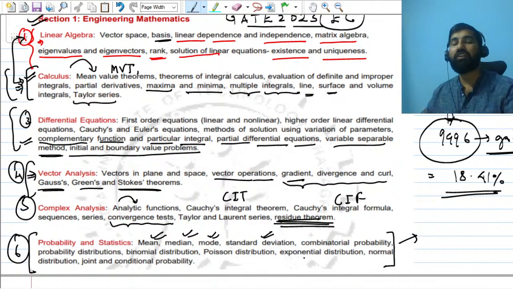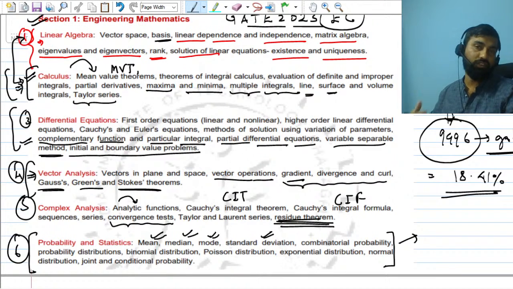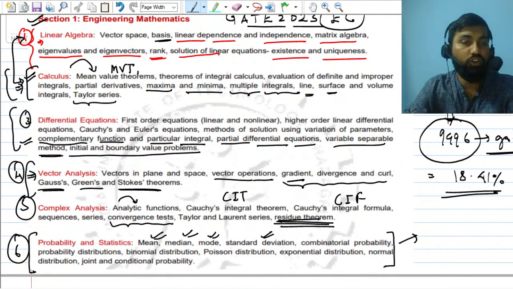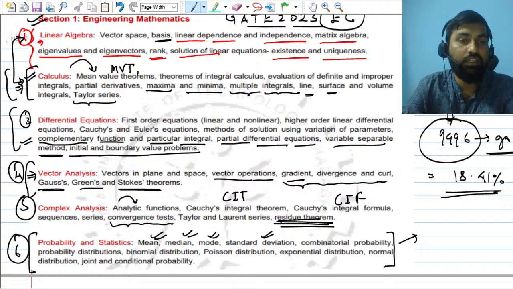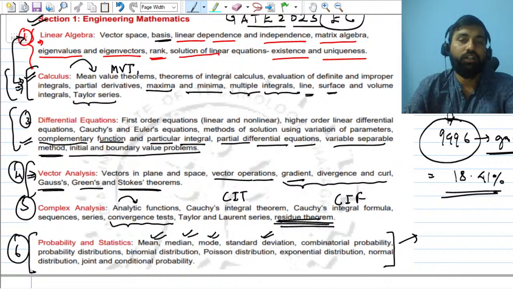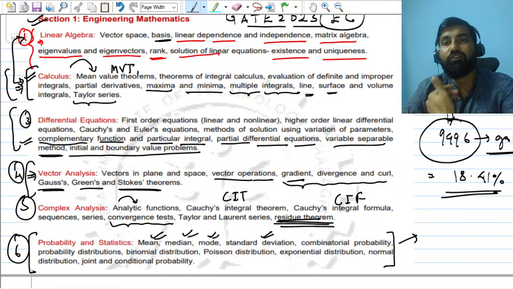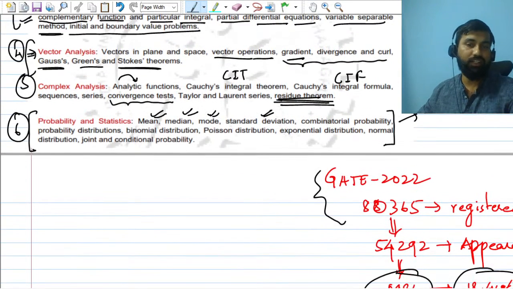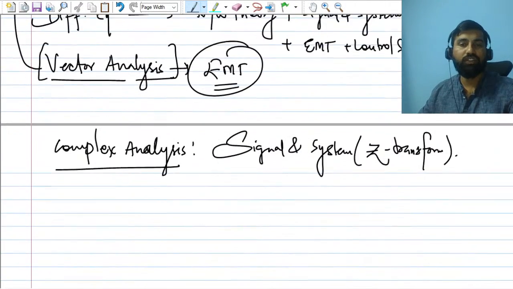Okay, so combinatorial probability distributions. Uniform distribution, different kinds of distributions you will study: Gaussian distribution, binomial distribution, Poisson distribution, exponential distribution, normal distribution, joint and conditional probability. Also you will study the density functions, the probability density function, for one random variable, for two random variables, multiple random variables. So probability and statistics plays an important role to understand communication.